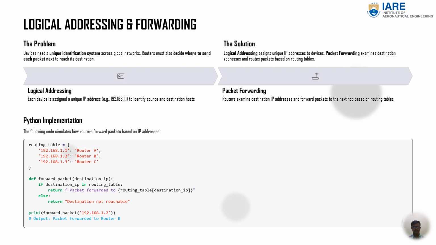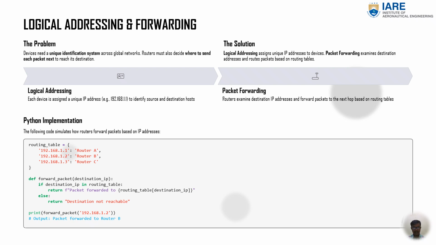Logical addressing means that each device is assigned a unique IP address. For example, 192.173.10 or any such kind of IP address in order to identify the source and destination hosts. Packet forwarding, by definition, is that routers examine the destination IP address and forward packets to the next hop based on routing tables.